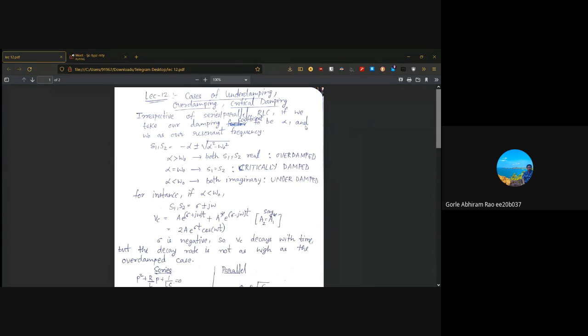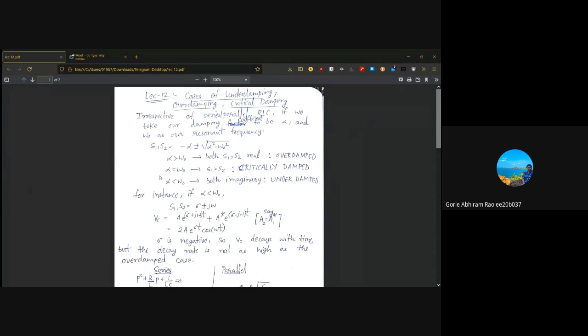So, continuing from the previous lecture, in this lecture, we'll be looking at cases of underdamping, overdamping, and critical damping. Irrespective of whether our RLC is a series or parallel circuit, we can assume the damping coefficient for our circuit to be alpha and omega naught to be our resonant frequency, which comes out to be 1 by root of LC in both cases of the RLC circuit. So our solution is going to be of this form, like we've seen in the last class: the roots of the characteristic equation come out to be s1, s2 equal to minus alpha plus minus root of alpha square minus omega naught square.